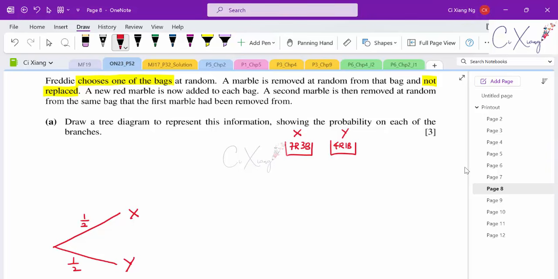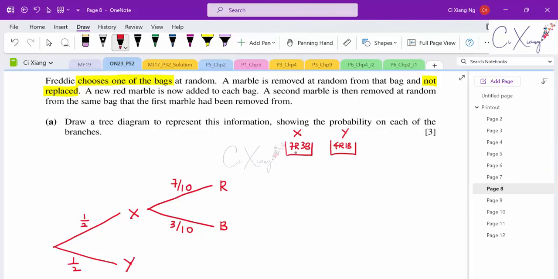Okay, so when you have already selected bag X, now you are going to select one marble. Is it one marble? Yeah, one marble from X. So when you choose the first marble from X, you can have either a red marble or a blue marble. The probability will be based on the original types of marble that we have. So we have 7 red and also 3 blue. In total there are 10. So to get the red marble, it will be 7 over 10. And to get the blue marble, you will have 3 over 10.